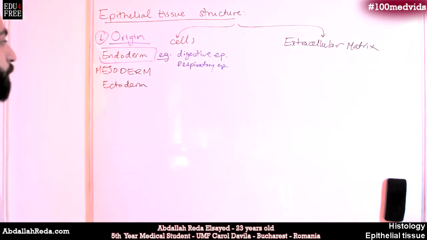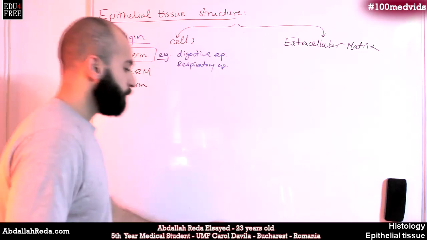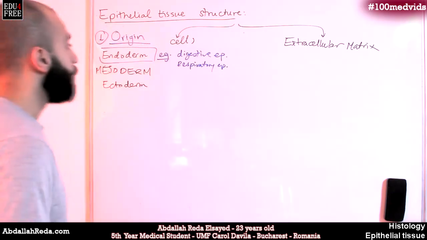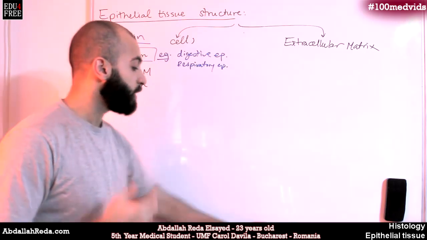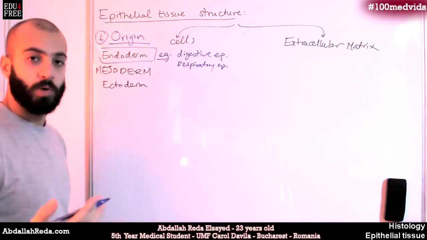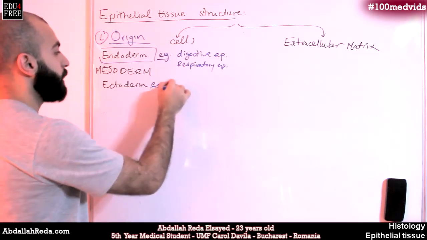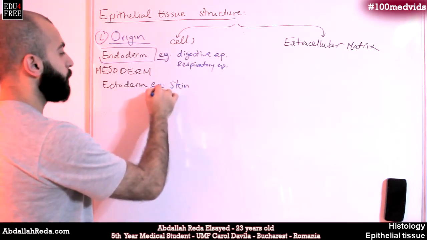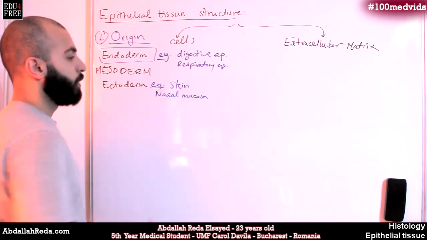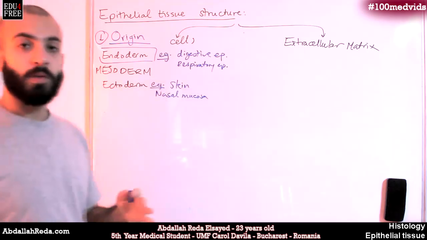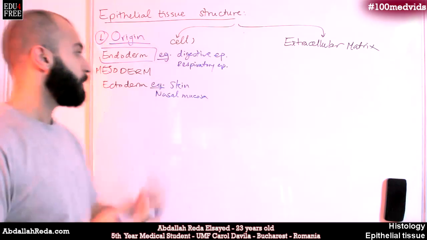The ectoderm, which is the outermost layer, gives us the epithelium that covers the body. For example, the skin and the nasal mucosa. So, example, skin or nasal mucosa. Those are the kinds of epithelium that are exposed to the outside environment.